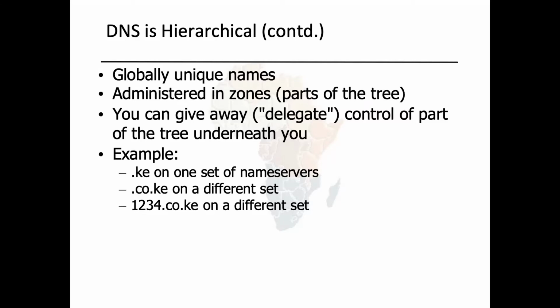So DNS is described as hierarchical. They are globally unique names. It's administered in zones, or parts of the tree, as you've seen. You can give away, or delegate, part of the tree underneath you. So for example, let's say you have a domain that we're calling 1234.0.ke. You can delegate part of this 1234.0.ke to someone to manage, and then break it up so that maybe finance.1234.0.ke is controlled by a different entity, and so on and so on.